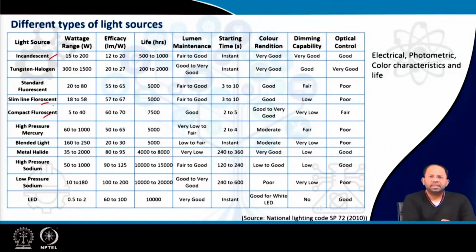Now these are the different kinds of light. The applications are different. For example, some applications require a lot of light, where the total amount of light would be more.